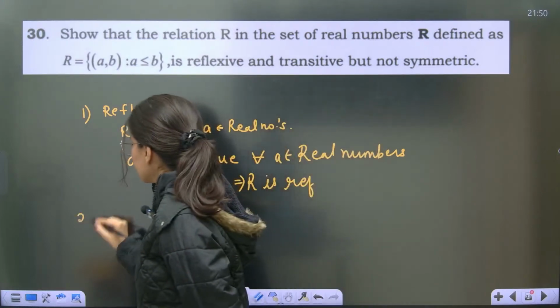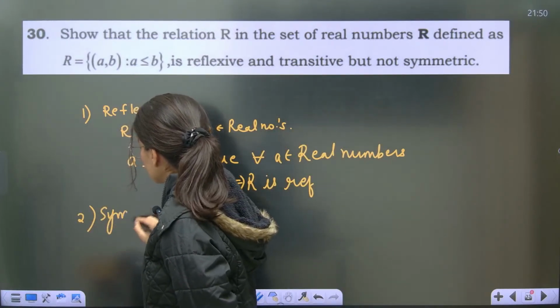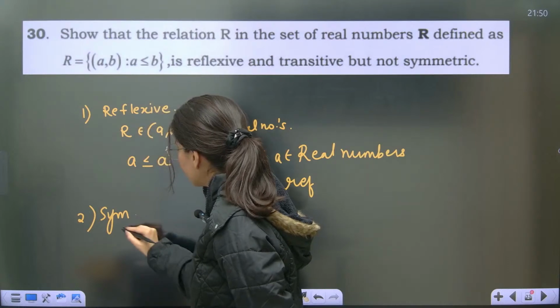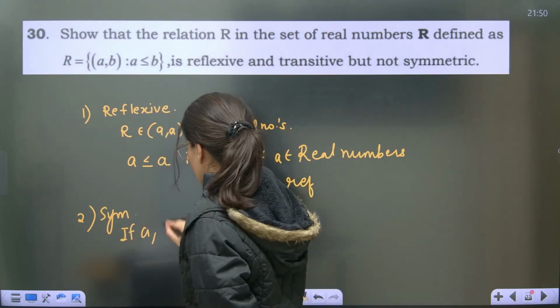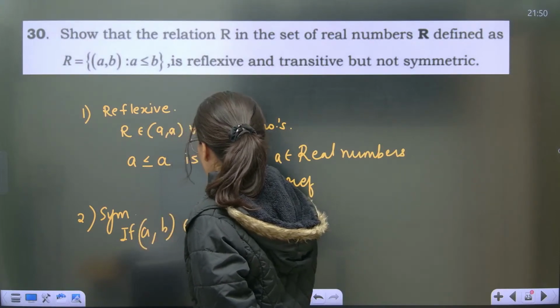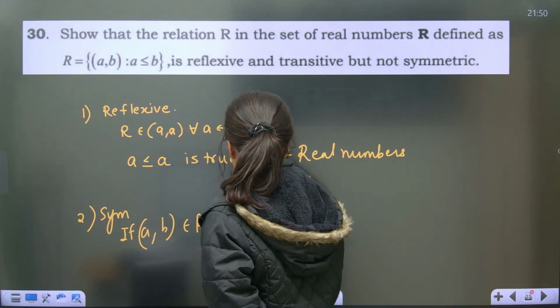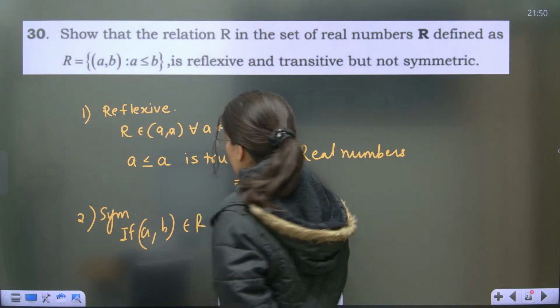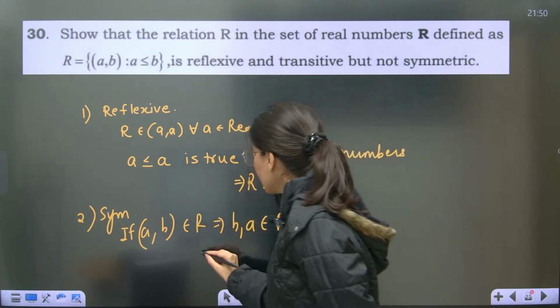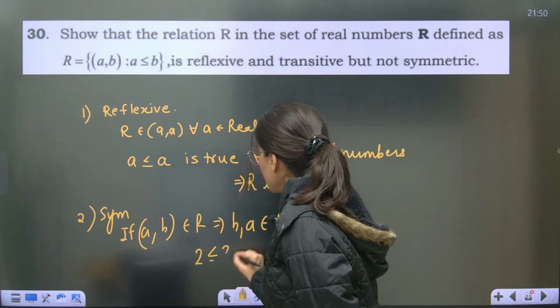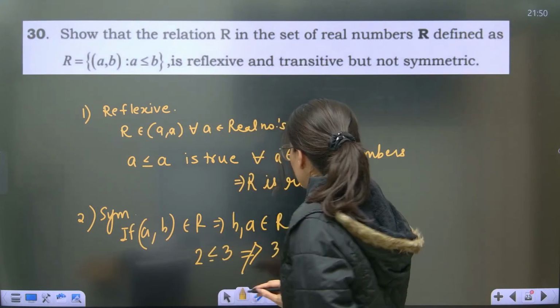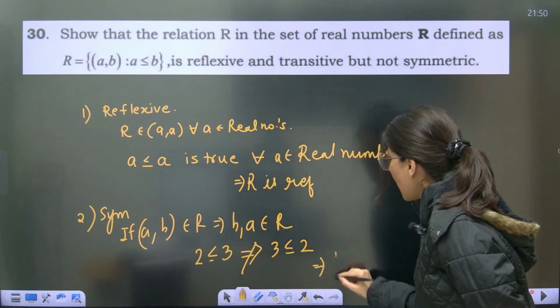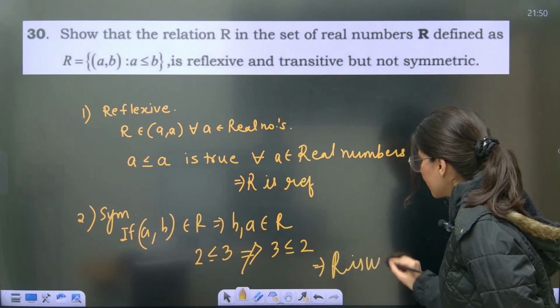Second, symmetric. Symmetric says that if (A, B) belongs to R, this implies (B, A) also belongs to R. Obviously, 2 is less than or equal to 3 does not imply that 3 is less than or equal to 2. This means that R is not symmetric.